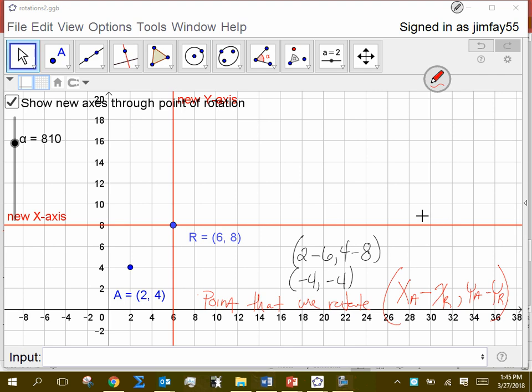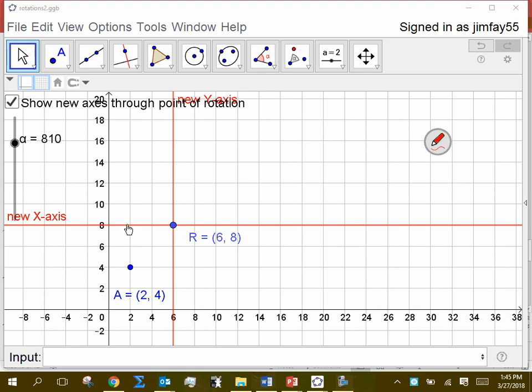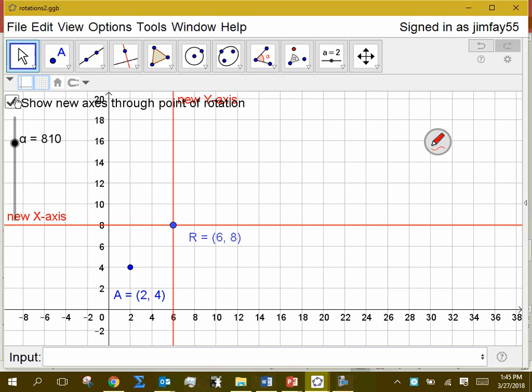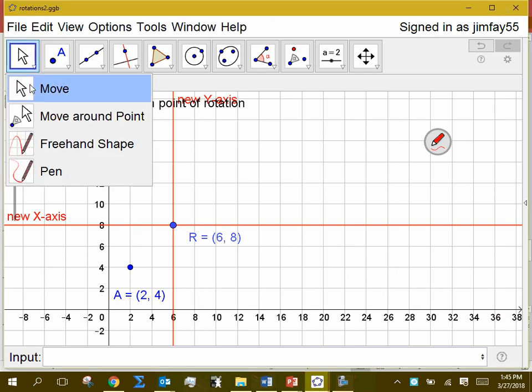Now, here's my thought on this, guys, and this is why I'm showing this to you. If I have that formula, it now makes things a little bit easier. I'm going to go back to something I had earlier up here.